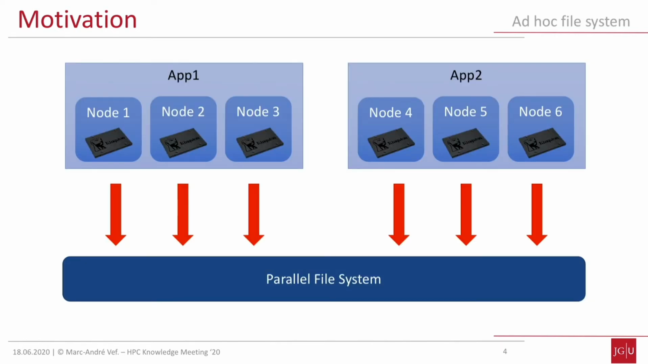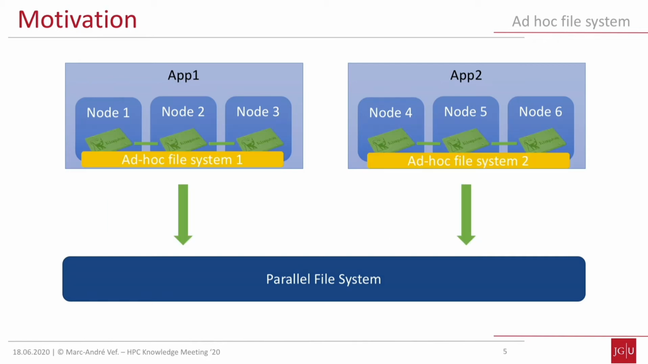So how would that look? Here we have 6 nodes that are used by 2 applications. Each of them is using 3 nodes, and they have SATA SSDs available on each node. The ad hoc file system will then pool together the SSDs into one file system that the application can use while doing the job. Later, when the application is finished, it will move the data out to the parallel file system again.